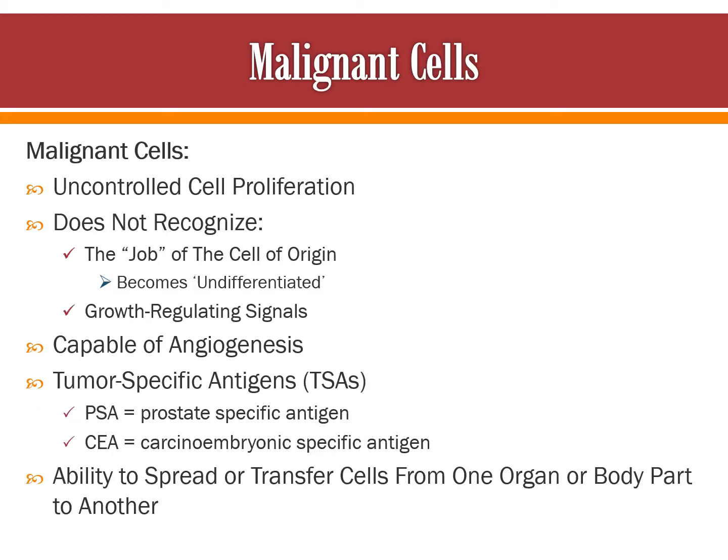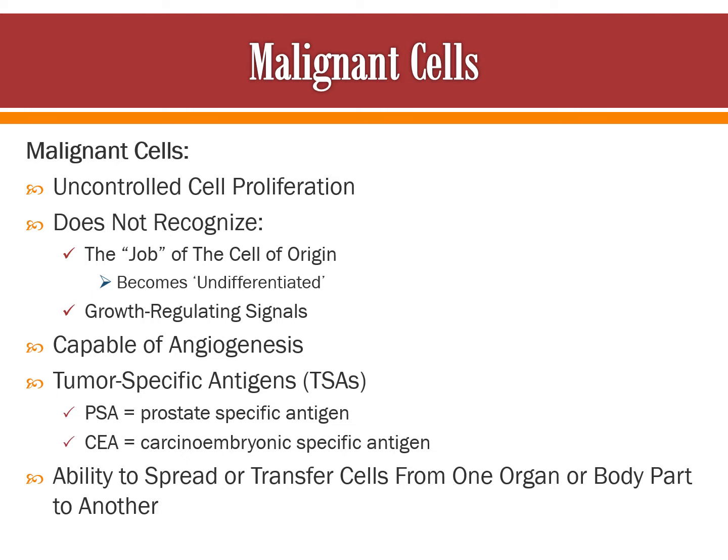So your malignant cells, once again, have uncontrolled cell proliferation. They're bad, so they're not beneficial. They don't recognize the job of the cell of origin, so they become undifferentiated. Remember how we talked about stem cells before, and how we said stem cells are undifferentiated, but they have the potential to become differentiated. When stem cells become differentiated, that means they become specialized and they actually work in our favor. They do a particular specific job that we want them to do. So that's a good thing, right?